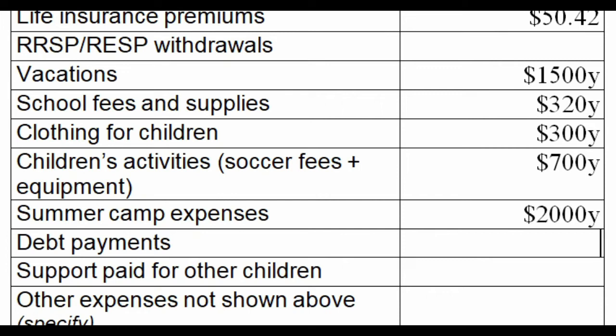Debt payments. So this is going to be the amount of debt that you pay every month. Like a lot of these expenses that we've been entering have been incurred on a credit card or a line of credit, and you pay that off every month, we're going to enter 0.